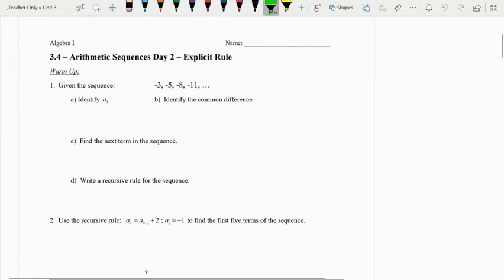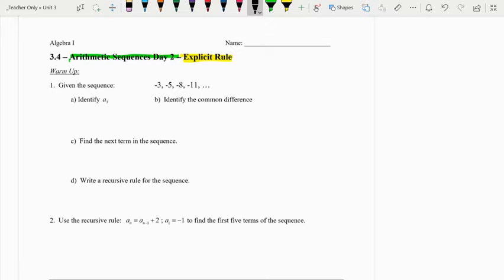3 for day 2 today. So we're going to focus on arithmetic sequences, but we're going to do the explicit rule instead of the recursive. And we are going to have to know the difference. So the first thing I want to do, though, is kind of go over what we did yesterday.